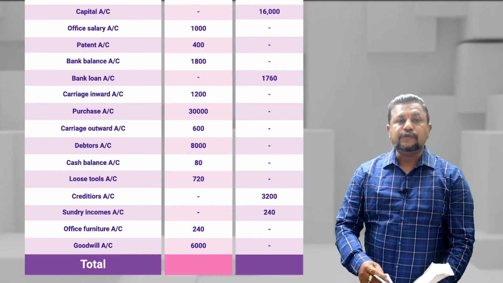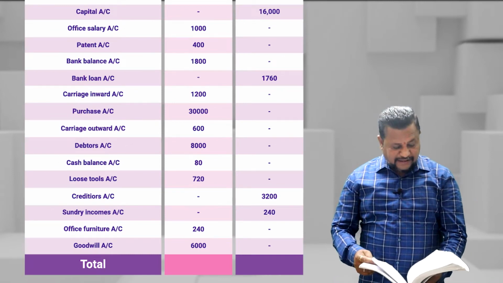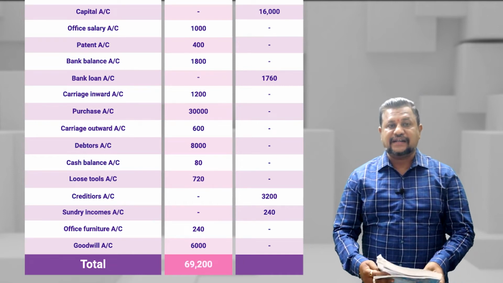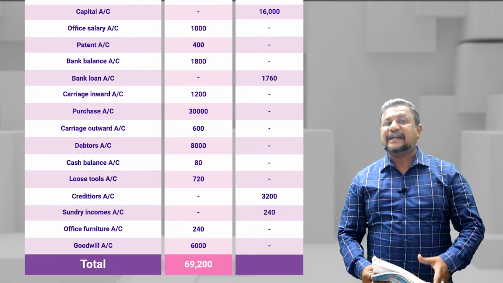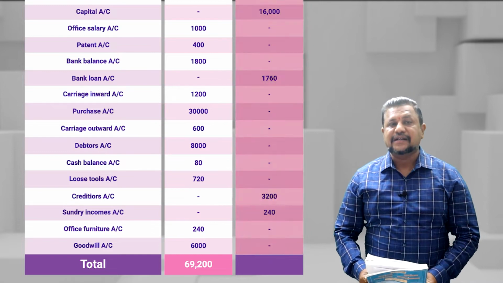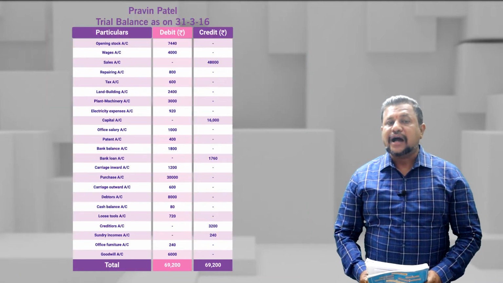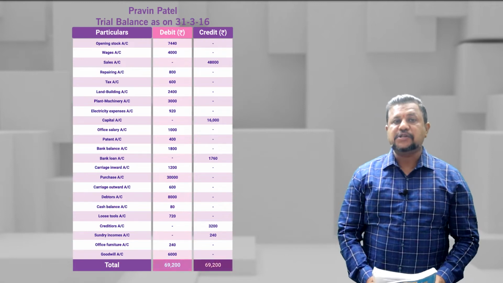Well, if you take the debit total of the trial balance, it will come 69,200. And if you take the credit total of the trial balance, it will be 69,200. So our trial balance matches. We'll see the next question now.